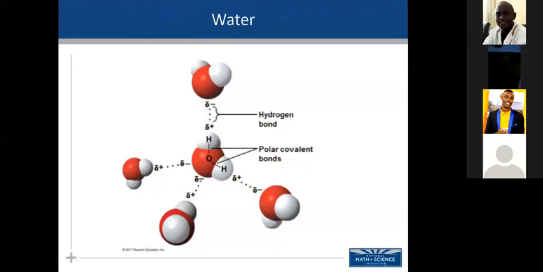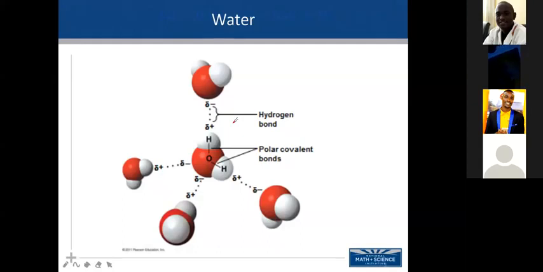Are we all able to see my screen? Yes, we are. Okay, thank you. So water, as we are seeing in this diagram on this screen, comprises 3 atoms: 2 atoms of hydrogen, which we are seeing in white, and 1 atom of oxygen. This is basic chemistry we know from grade 12, so we'll skip it and go to what we are interested in today.